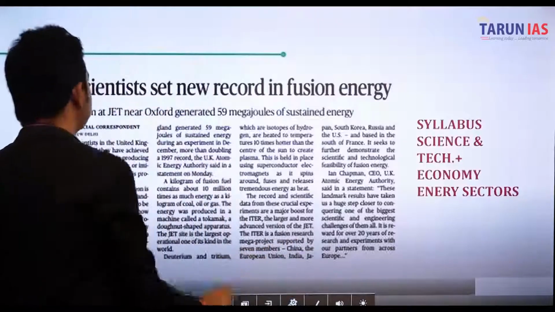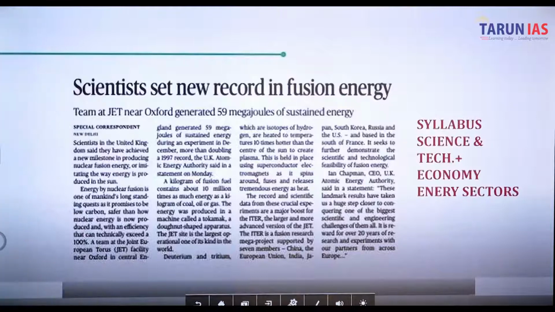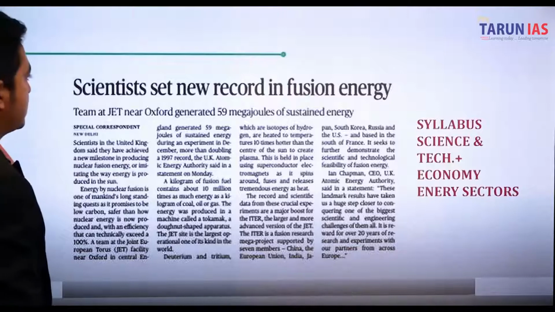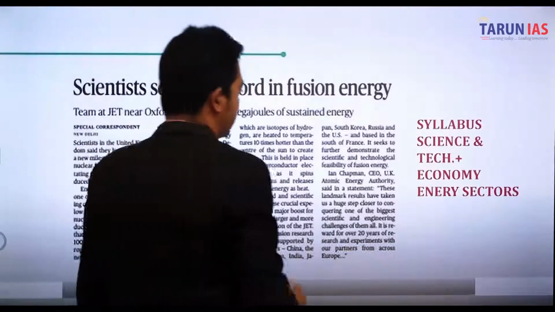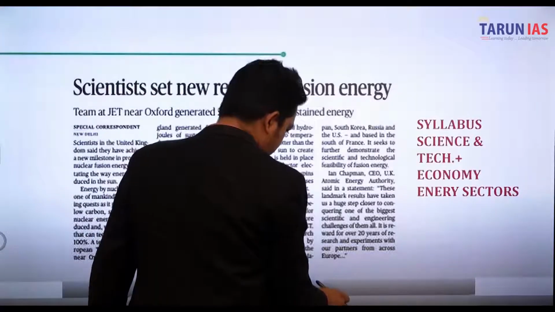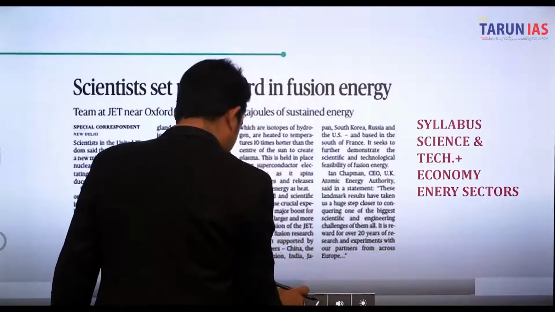Okay, here is scientists set new records in fusion energy. Team JET experiment generated 59 megajoules of sustained energy. Syllabus: science and tech in economy. So this one is a very important article in terms of your mains and prelims exam.